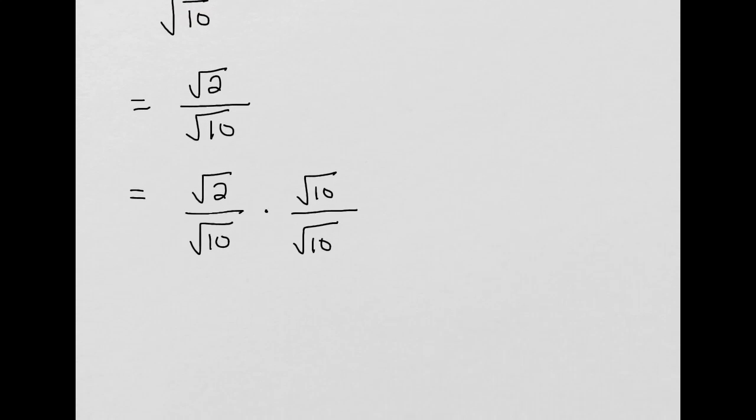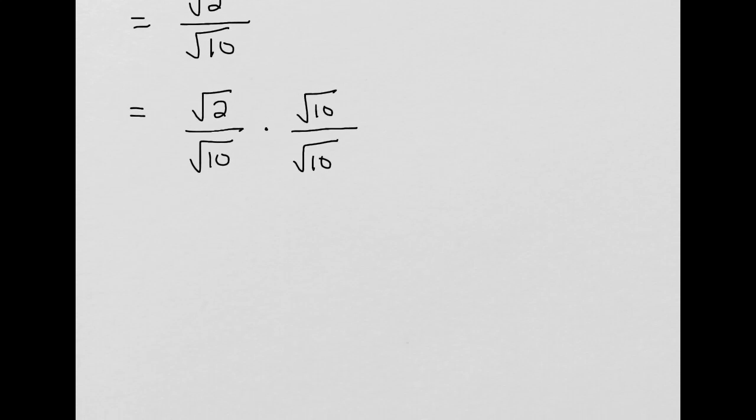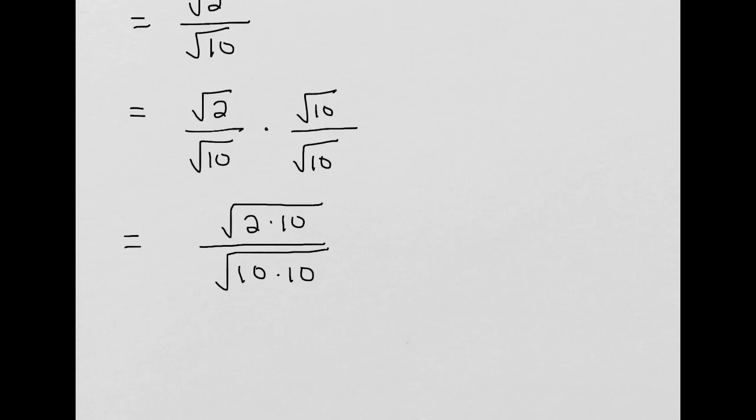Okay, why would I do that? Well, let's look to see what we have in the denominator. So if I multiply my square roots on the bottom, I've got the square root of 10 times the square root of 10. I can write that as one big square root. That's just the square root of 10 times 10. Okay, if I do my tops, again, I can write that as one big square root. So I've got the square root of 2 times 10.